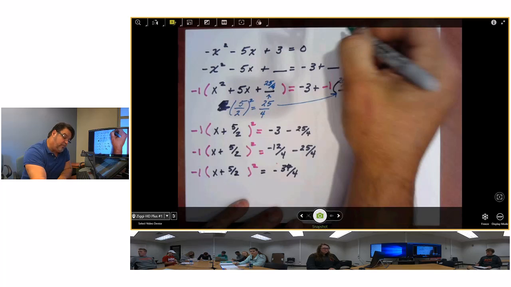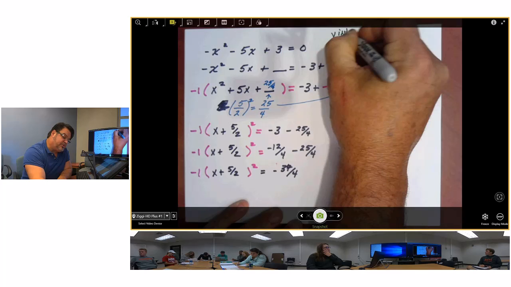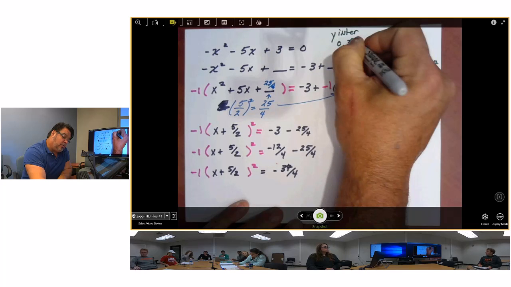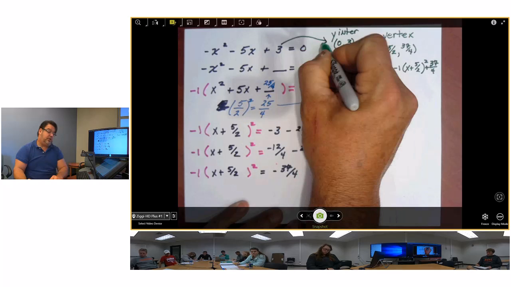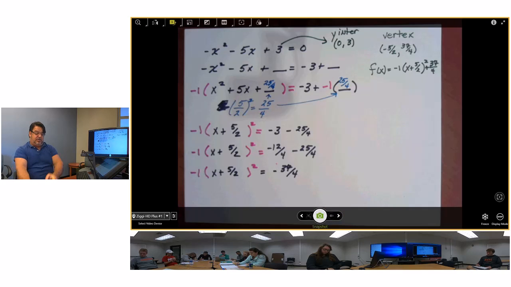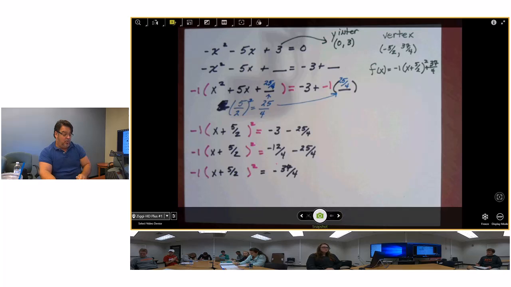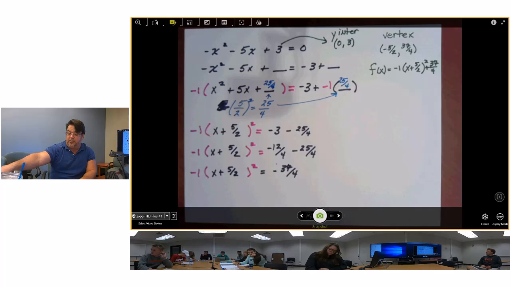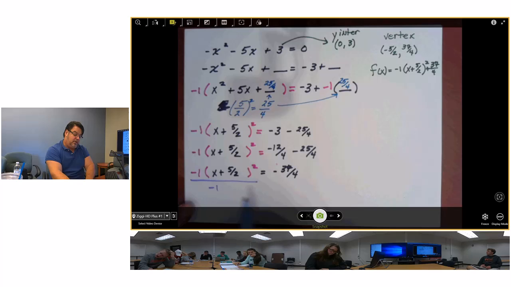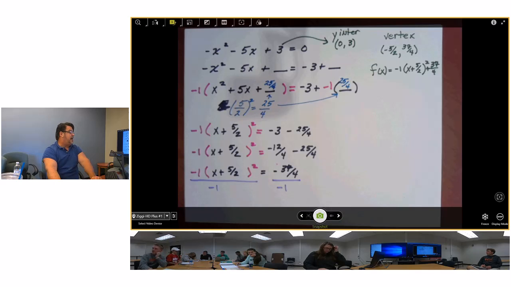What is our y-intercept? Our y-intercept is 0,3 because that's where you get that. And now you just need to solve for x. Now, a lot of you may say, oh, well, there's no x-intercepts because negative 37/4 is negative. You can't take the square root of a negative. That's false. What happens when I divide both sides by -1? You get a positive. So you got to watch that because sometimes this negative right here, divide by -1, divide by -1 will make the right side a positive.